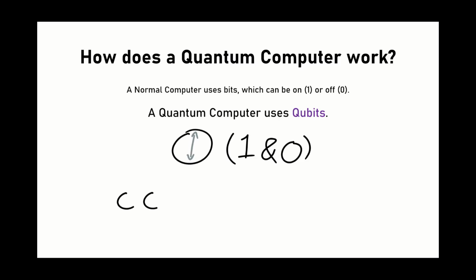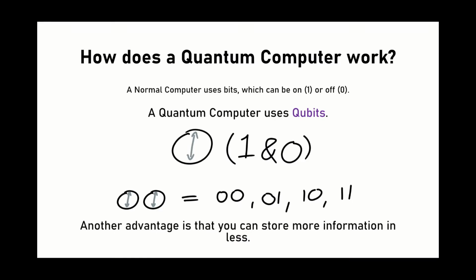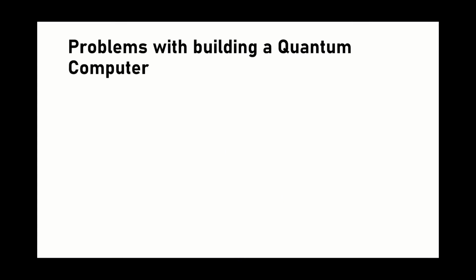Let's say you have two qubits. The information stored in these qubits can be written as 00, 01, 10, or 11. So an advantage of a quantum computer is that you can store more information in qubits than in bits. There are some problems with building a quantum computer.